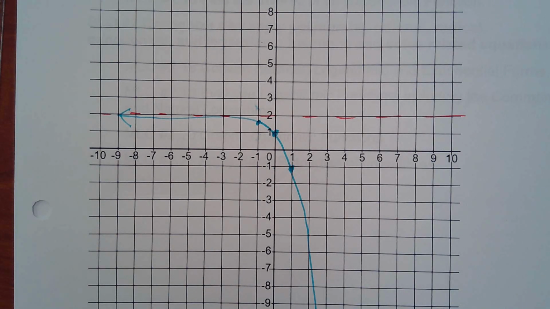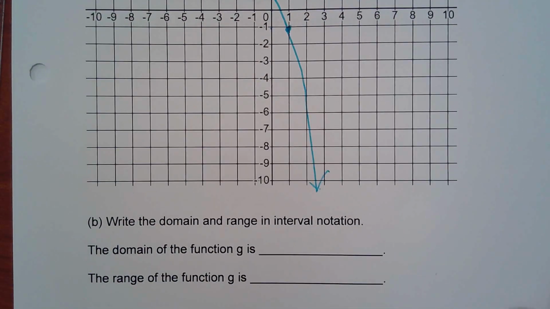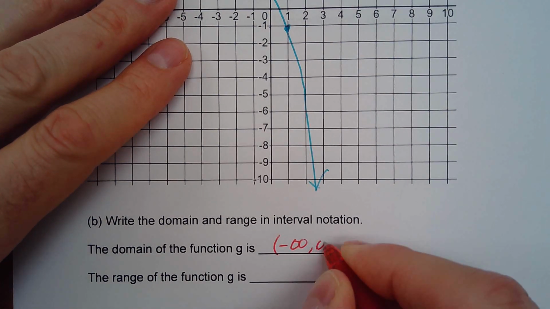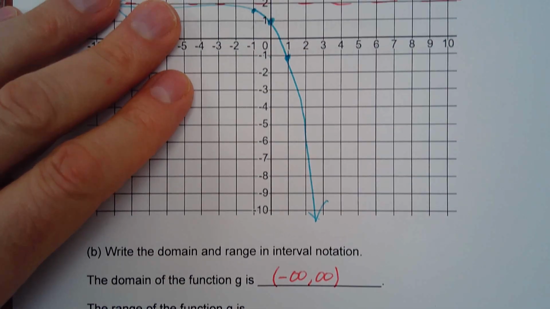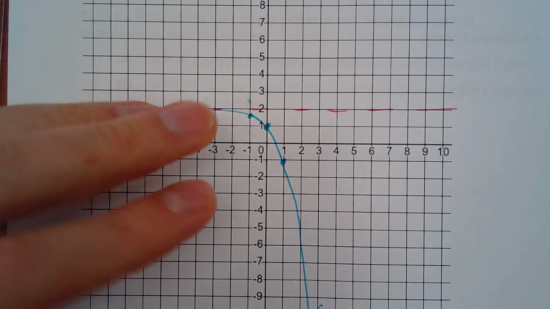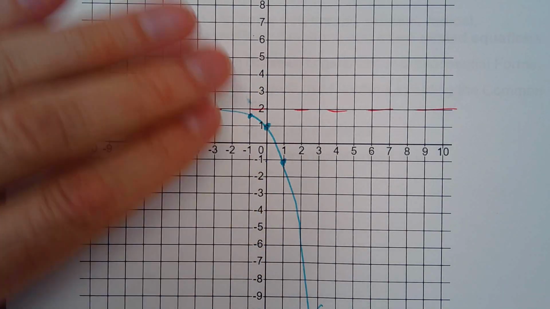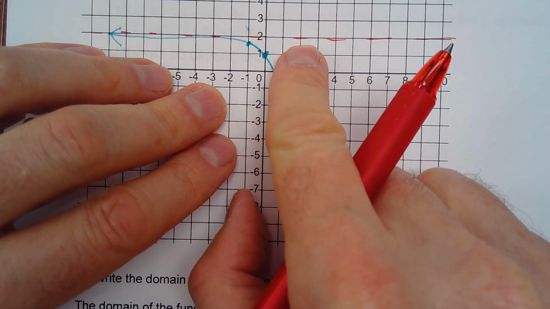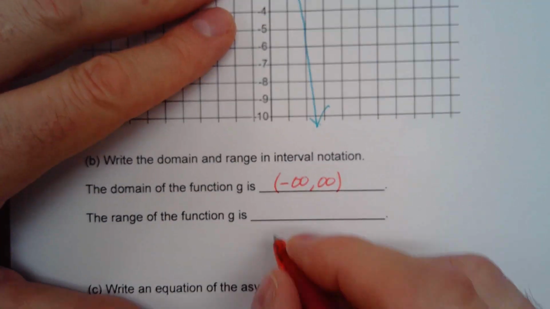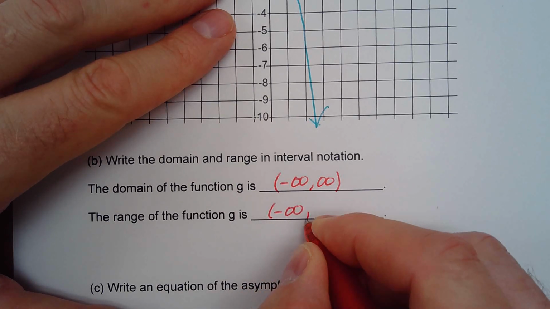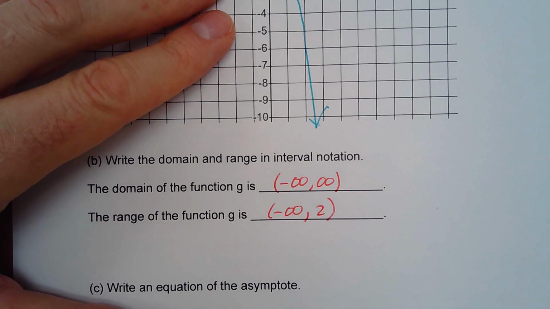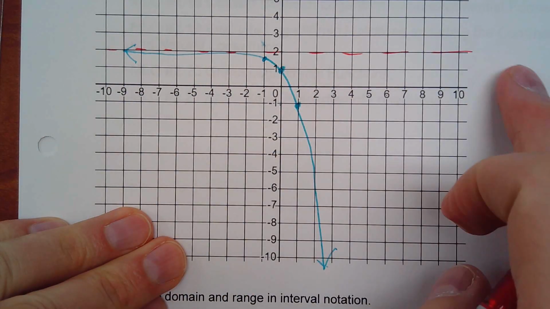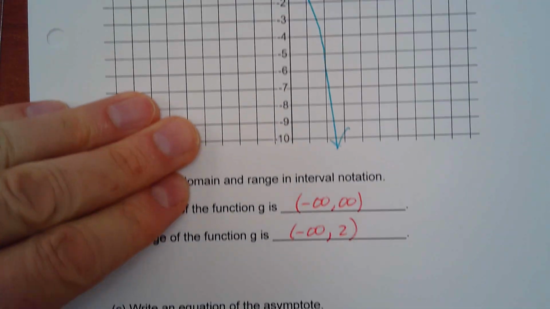Now my domain here is still all real numbers. That hasn't changed. Notice how my range has changed though. It's been flipped upside down and shifted up 2 units. So now it goes from negative infinity up to 2. And then y equals 2 is now my horizontal asymptote.